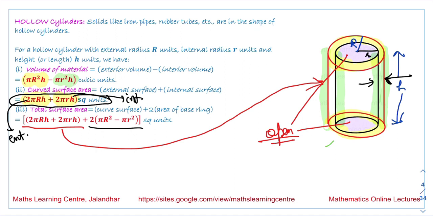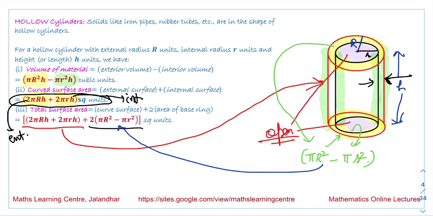So the area of this outer circle is pi capital R square, and the area of this inside portion is pi small r square. Similarly, the area of this portion is pi capital R square minus pi small r square. So these are two portions over here. So the final answer we will get is 2 times pi capital R square minus pi small r square. So this is the total area of this hollow cylinder we are talking about.